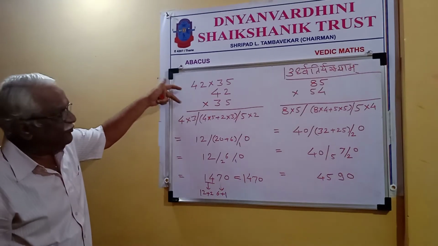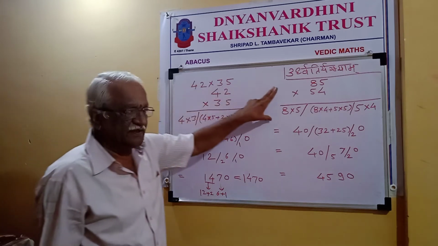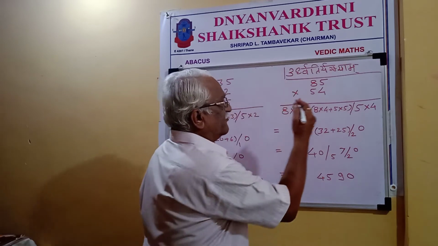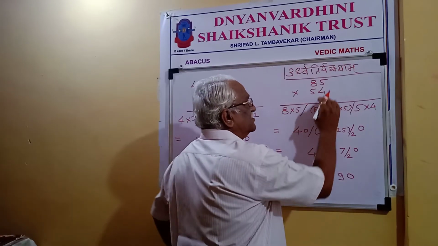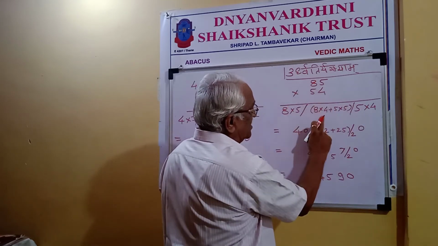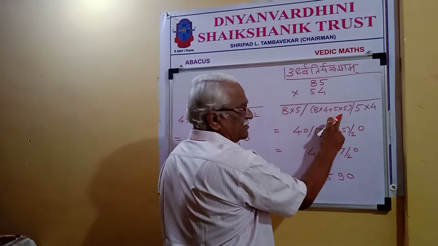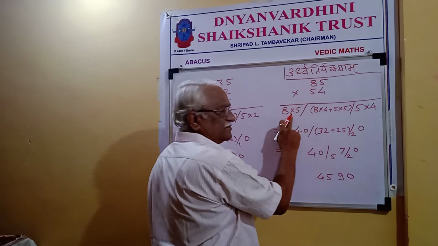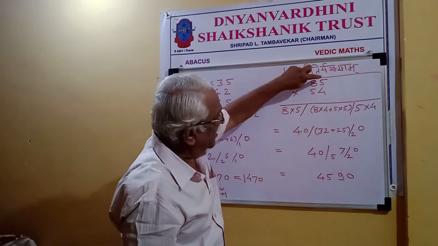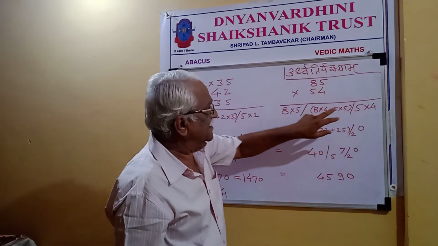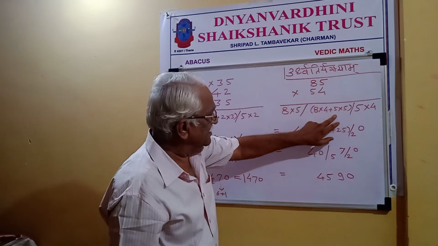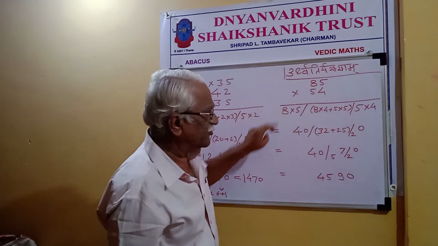Have you got it? Now we will clear this method again with this example. See 85 into 54. Same, vertically and crosswise. First what we will do? 5 into 4. Then crosswise 8 into 4 plus 5 into 5. Then 8 into 5. Right? Again you see: 5 into 4, then 8 into 4 plus 5 into 5, then 8 into 5.